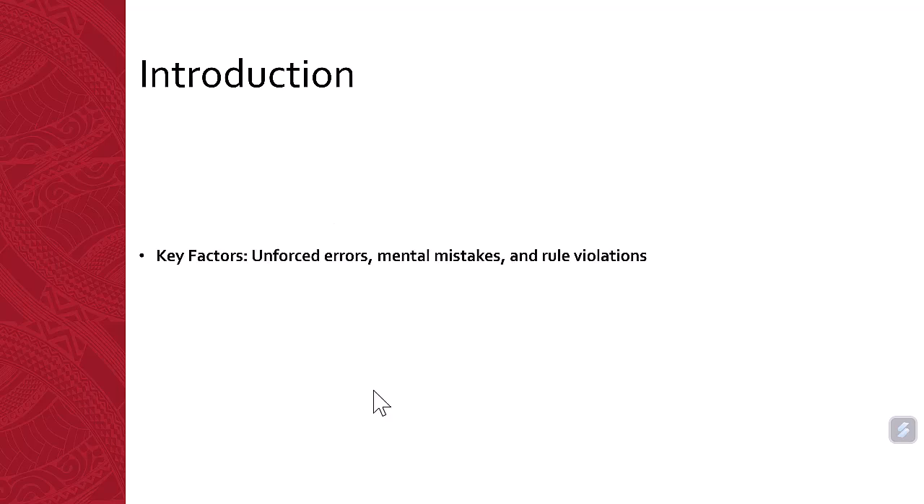Key factors that can lead to reduced KPIs are unforced errors, mental mistakes, and rule violations. In individual sports like pickleball and tennis, players with the fewest unforced errors account for up to a 70% winning ratio.